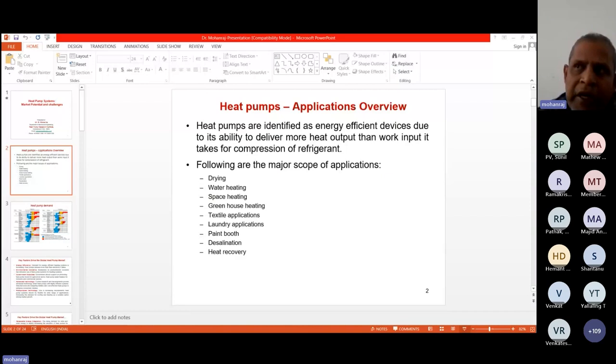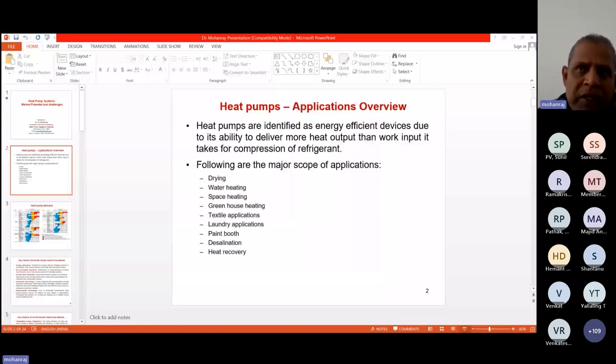In textile industries, we may require a temperature of around 70 to 80 degrees to maintain the quality of yarn. So for that application also we may require heat pumps. Laundry applications are also essential, and in some places they require hot water. They utilize a boiler for producing hot water for laundry. Even for poultry, in some cold climatic conditions, they may require a comfortable temperature of around 30 to 35 degrees centigrade, so they also require heating systems.